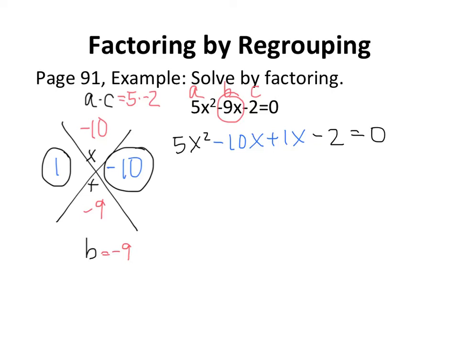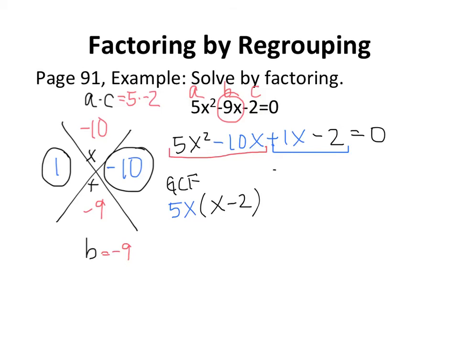Now for the regrouping. We're going to take this and group it into two parts. We just split it right in half. And from there, we need to find the GCF of each group. The GCF of 5x squared and negative 10x is 5x, and the remainder on the inside is x minus 2.